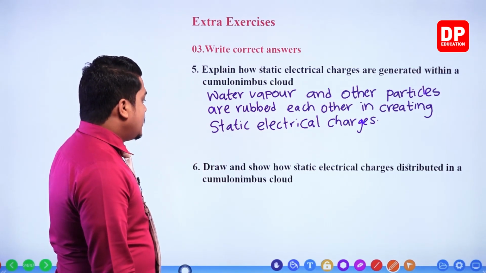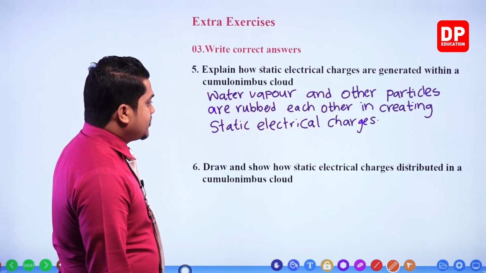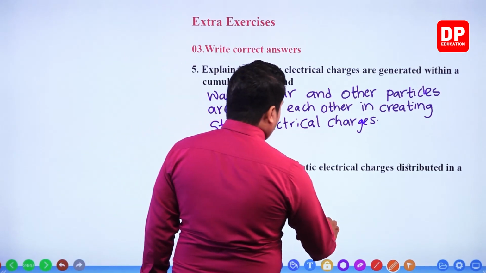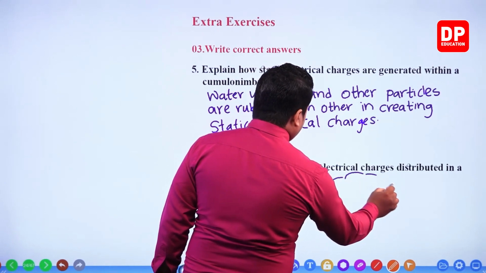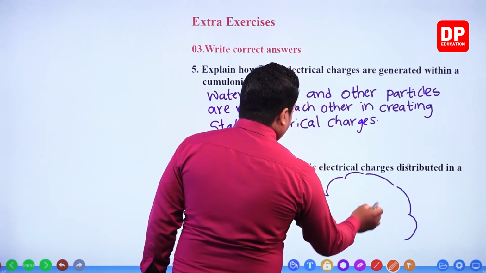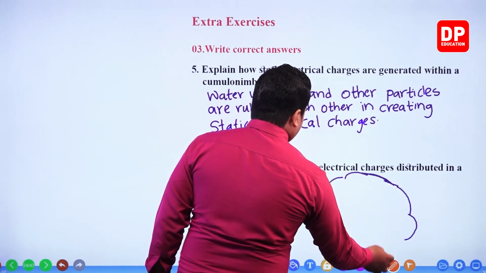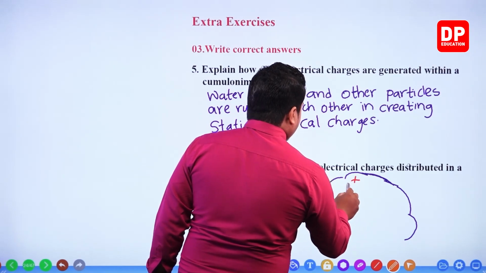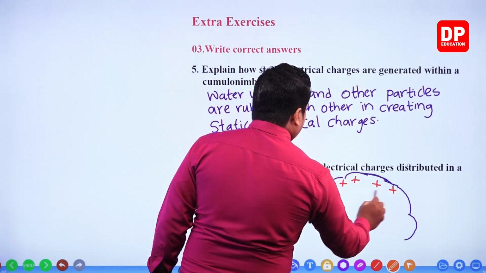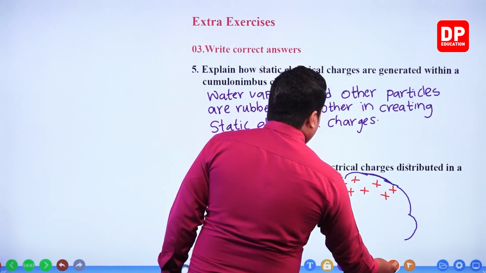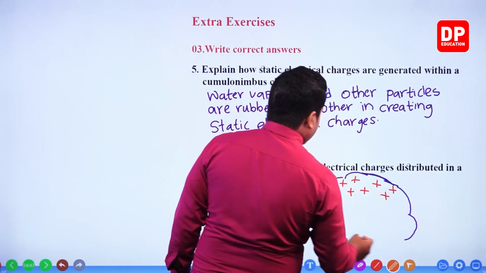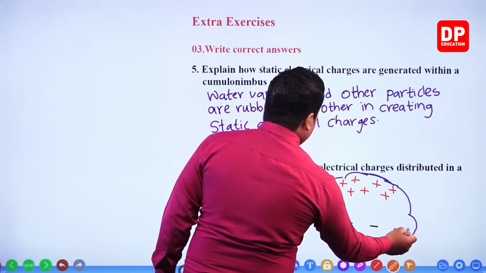Next one. Draw and show how static electrical charges distributed in a cumulonimbus cloud. Very simple, my dear children. When you take a cumulonimbus cloud like this, right, positive charges are getting generated at the top like this. Negative charges are getting generated at the bottom like this in the nimbus cloud.